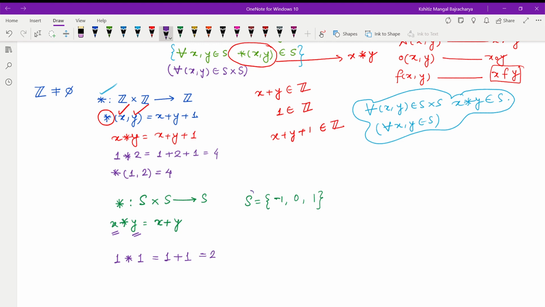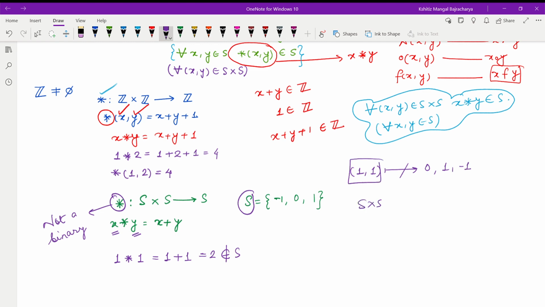But does this belong to S? No. So this is not a binary operation. So this is not a function. In short, this cannot be paired with 0, 1, or -1. Since we cannot pair this element in S cross S, it's obvious that this is not a relation.